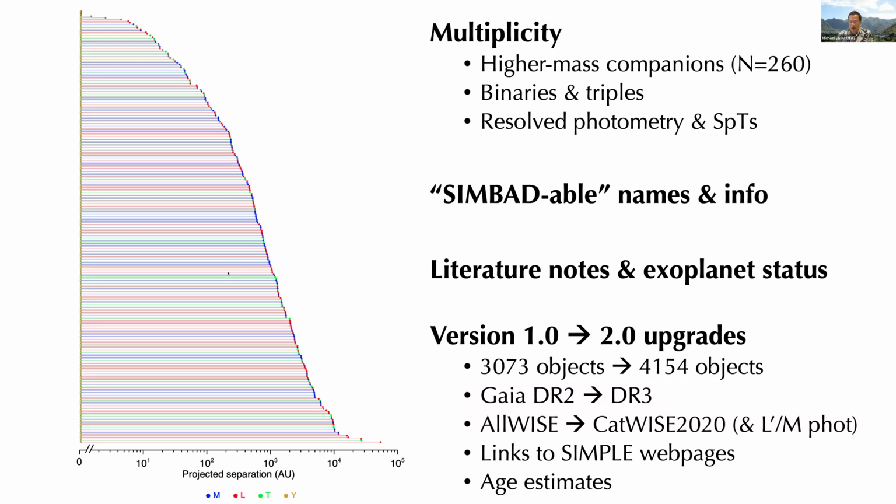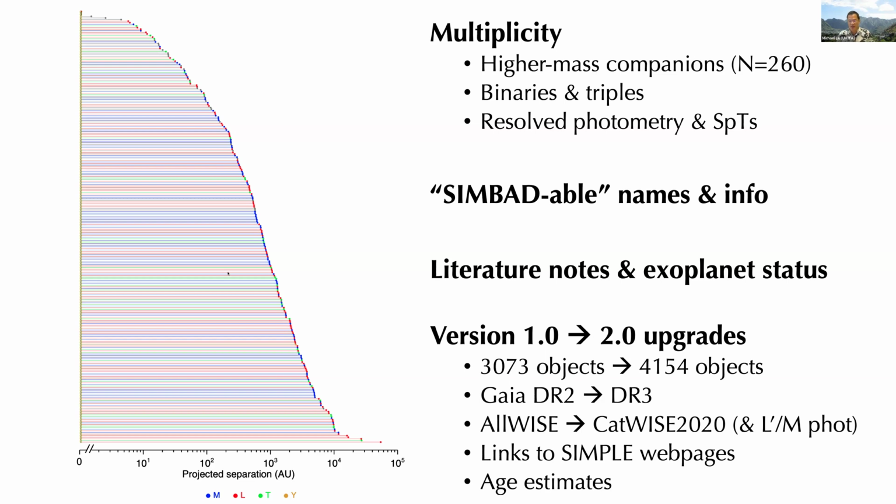We're now over 4,000 objects. All the Gaia stuff has been updated to DR3. All the AllWISE stuff has been updated to CatWISE and the CatWISE astrometry. We've added L and M photometry, which we were a little short of in version 1. As Kelly indicated, we now have links to everything in Simple. If it's in Simple, there's a URL which will take you to that Simple page.